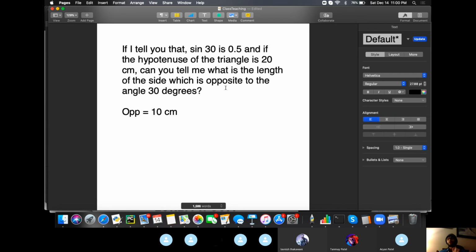You can try to draw a triangle of 30 degrees. This is your experimental homework problem. Try to draw a triangle where one angle is 30 degrees. Automatically you will notice that the ratio of the opposite side to the hypotenuse will always be 0.5, however small or big the triangle is. This you can try. Okay, thank you so much for your patience.